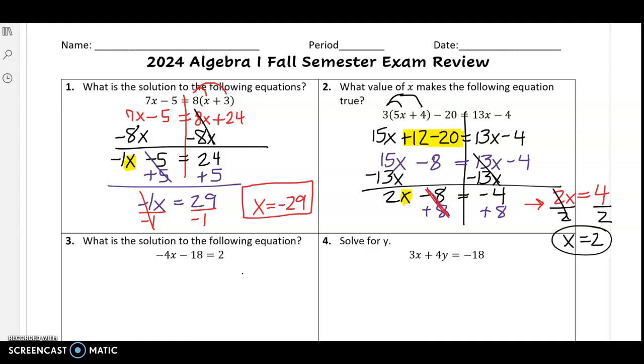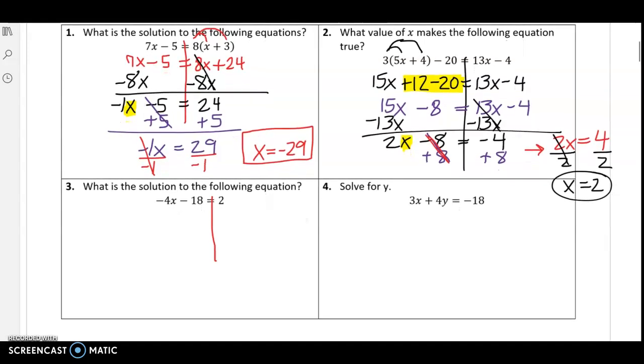Now I'm going to go through number 3 pretty quickly because it's a very short equation. This is called a two-step equation because it is almost solved already. There's only 2 steps to it. So if our goal is to get x alone, we need to get rid of the minus 18 by adding 18. And you do it on the left side and the right side.